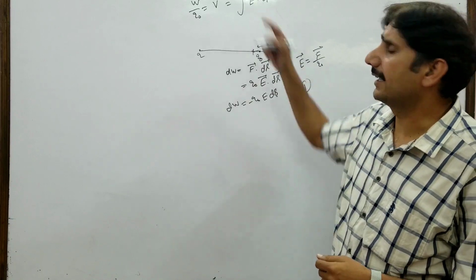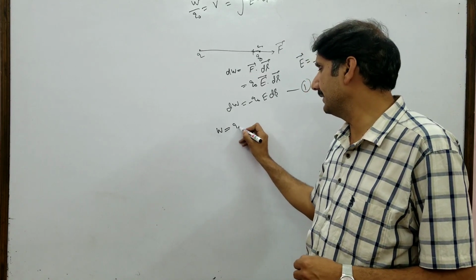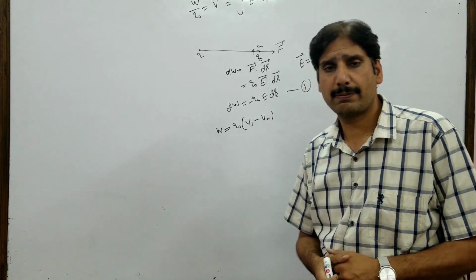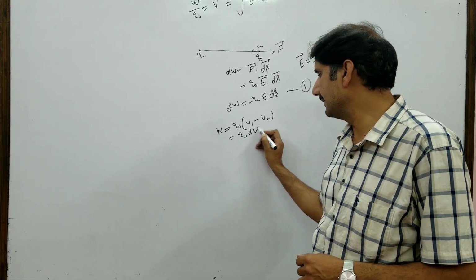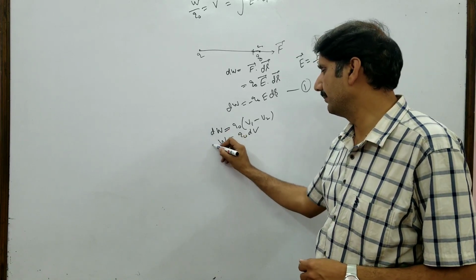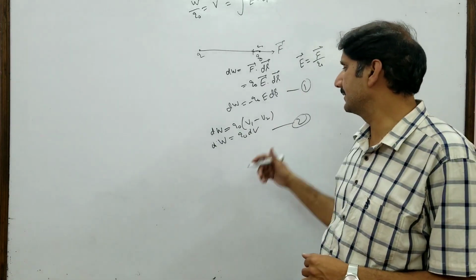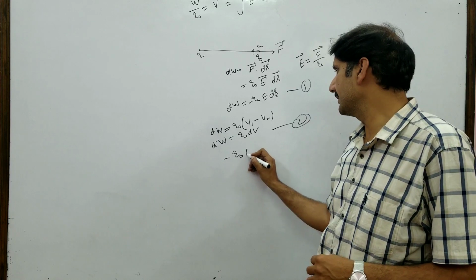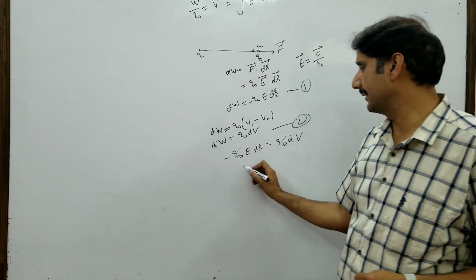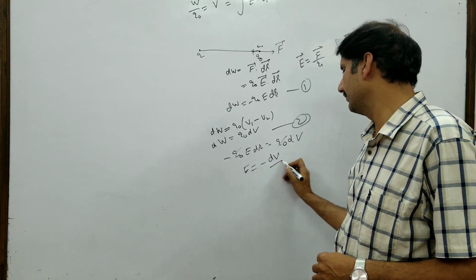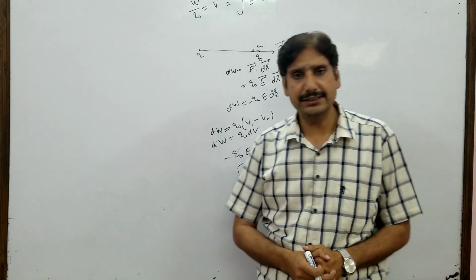We also, while doing this article, had proven that work done is basically charge times V1 minus V2. So it is easy for me to write it as Q naught dV. Work done is dW, which I may write as equation number 2. Let's equate equation number 1 and 2. Minus Q naught E dr is equal to Q naught dV. The Q naught and Q naught get cancelled. E can be defined as negative gradient of potential. E is equal to minus dV by dr.